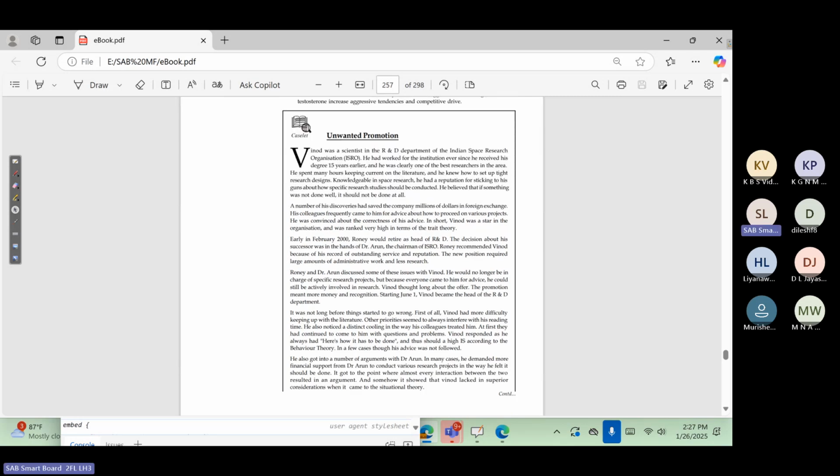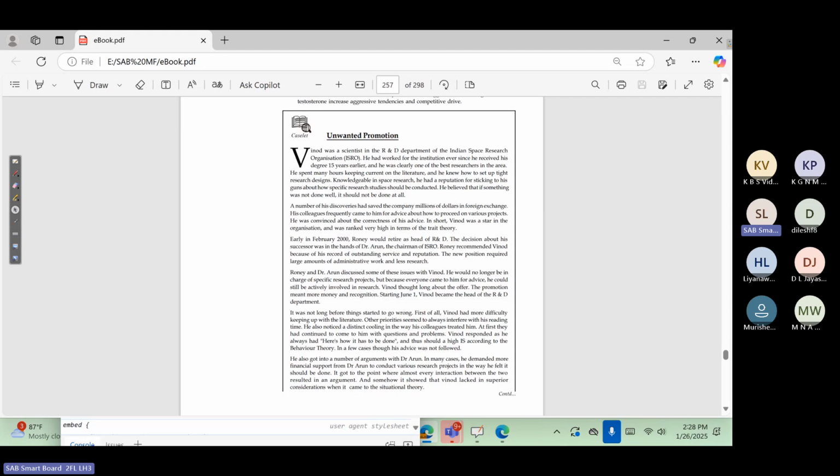Vinod was a scientist in the R&D department of the Indian Space Research Organization. He had worked for the institution ever since he received his degree 15 years earlier, and he was clearly one of the best researchers in the area. He spent many hours keeping current on the literature, and he knew how to set up tight research designs.